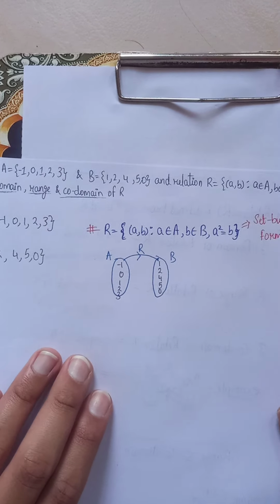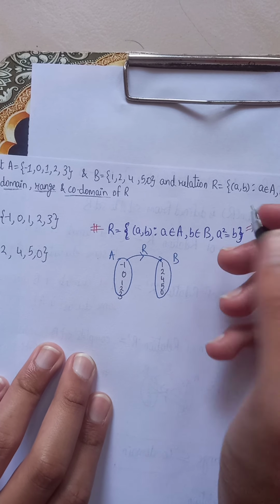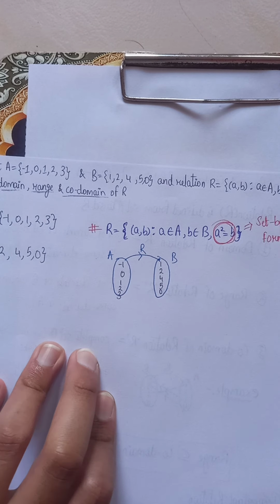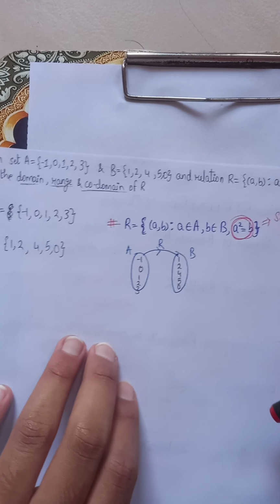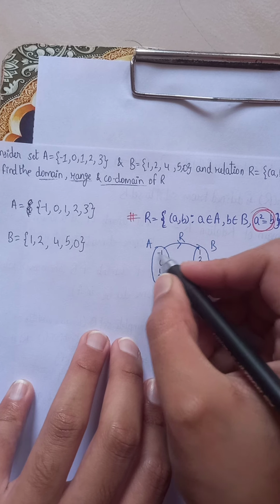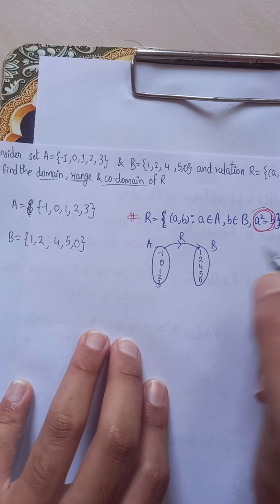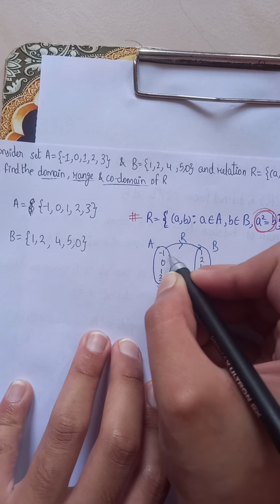Okay, so now the rule to relate elements. Just check this one: A square is equal to B. You need to check that. This means you need to square the elements present in set A. So square the element -1. -1 into -1 is plus 1. So 1 match.